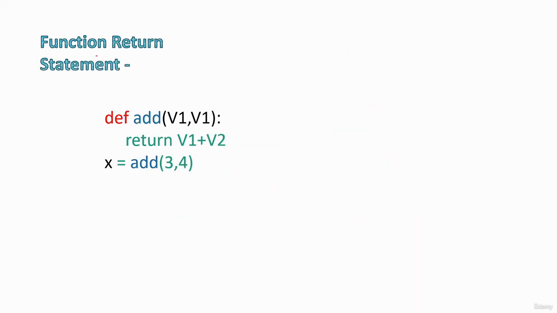Now let us take a look at the return statement. Imagine you want to store the output produced by a function in a variable, then we can use the return keyword. In this example, we are passing v1 and v2 as arguments, then calling the function add by passing values 3 and 4. Then the sum will be stored within x. Here x will be equal to 7.